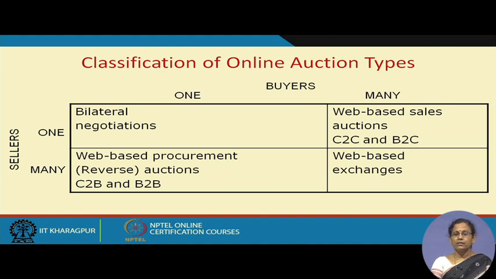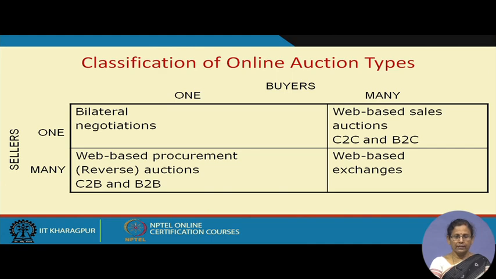Okay. B2C, C2C, your eBay etc., are where a specific customer who is not a business seller is trying to sell, let us say, some old laptop, and another customer is buying, it is a C2C kind of setting. It can be B2C as well.